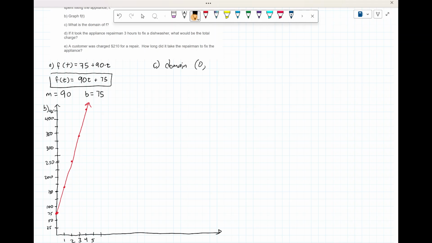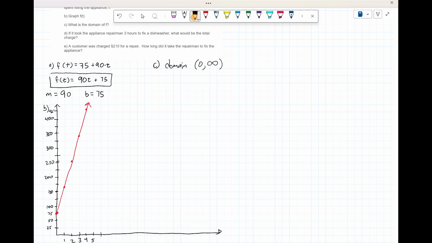we'll just assume it could be as large of a number as you would like, and maybe if it takes an extra long time, maybe the repairman's son takes over after he passes away, and he can take as long as he wants to fix your washer dryer. So we'll say that the domain is in between 0 and infinity. In other words, any positive number could be entered into this.